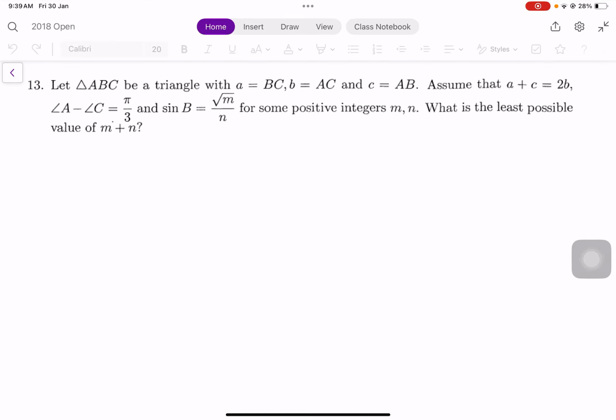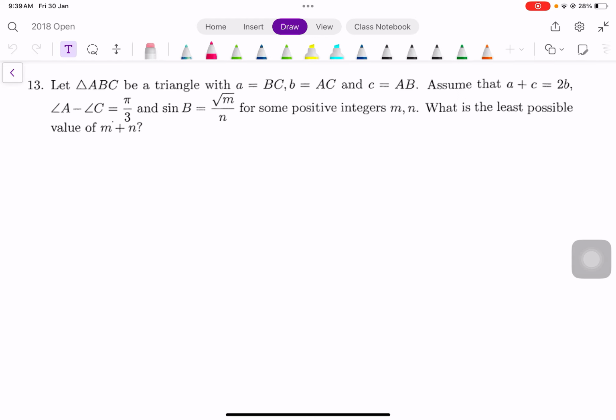Let ABC be a triangle with a equal to BC, b equal to AC, and c equal to AB. Assume that a plus c equals 2b, angle A minus angle C equals pi over 3, which is 60 degrees, and sine B equals square root m over n for some positive integers m and n. What is the least possible value of m plus n?